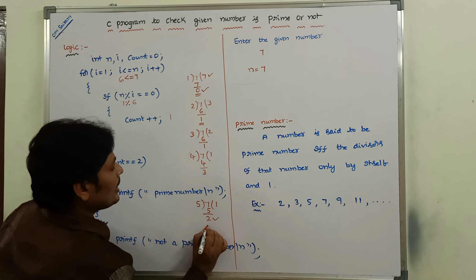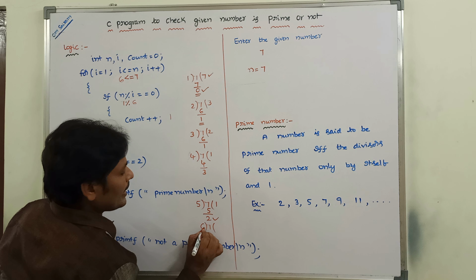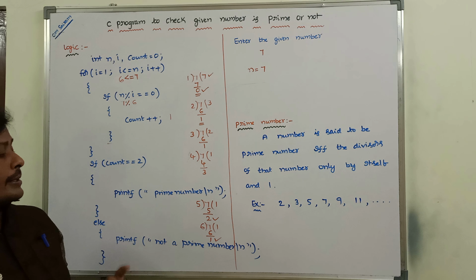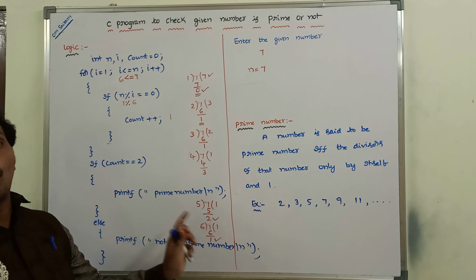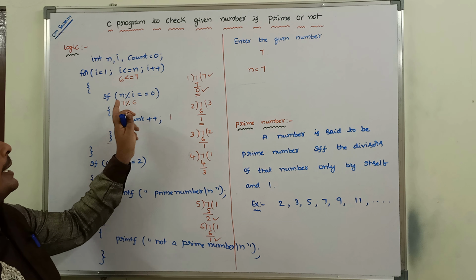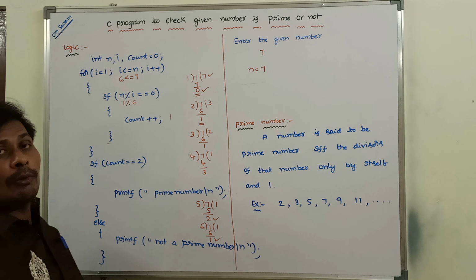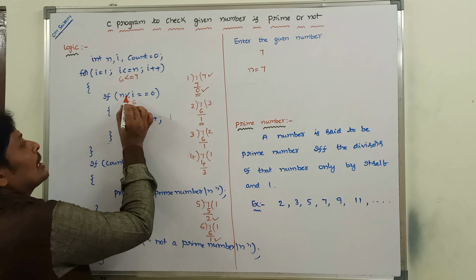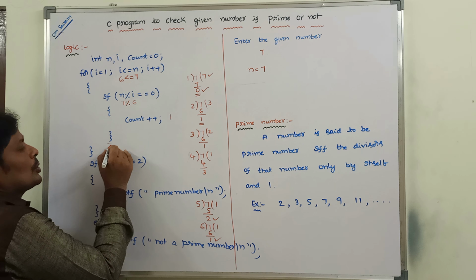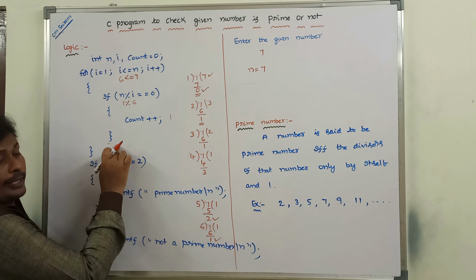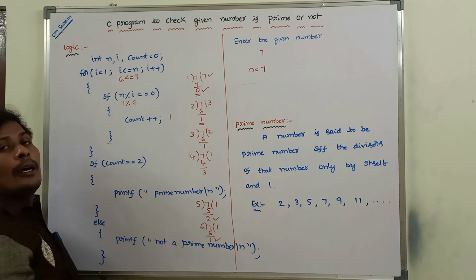We have to check. 7 is divided by 6. 6 ones are 6. The remainder value is 1. So 7 modulus operator 6 equal to 1. But here the condition is 7 modulus operator 6 equal to 0. So the condition is false. Then the control goes to the next statement after the if block. There are no statements there. Again control goes to the for loop.